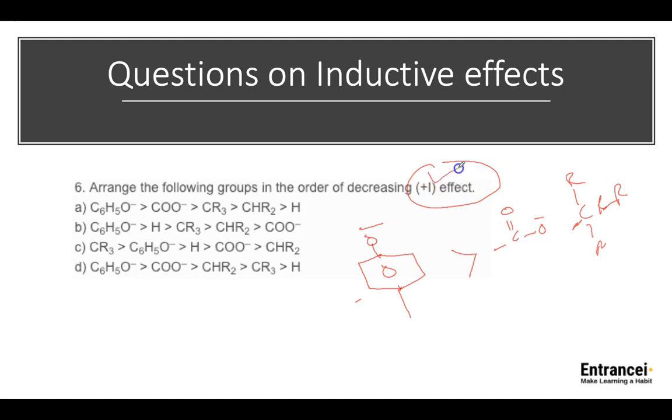Always remember, plus I effect means electron donating capacity. Electrons will be donated more easily by the group which has higher electron density. So negative charge always has higher electron density. But this is also a negative charge. But here there are two oxygens, and you know that oxygen is electronegative. So, two oxygens will give less electron as compared to one oxygen. So, this negative charge will donate maximum electron. So, the correct answer will be A. You can see both are negative charge, highest electron donating capacity. R3, I have already explained in the class just 3 to 4 minutes back. So, between these two, this will give more electron because of one oxygen. This will give less electron because of two oxygen atoms.